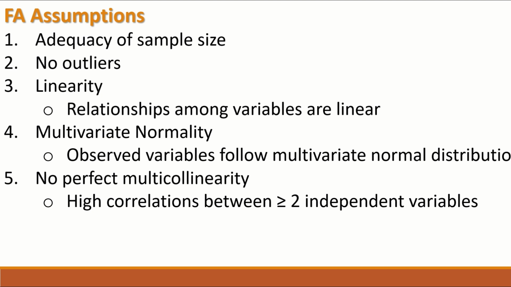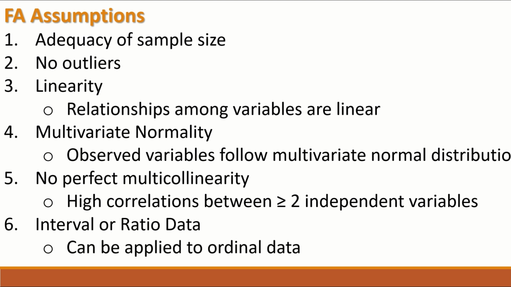So there should be no high correlation between two or more independent variables. The correlation between variables has to be not high, otherwise this could indicate multicollinearity. The sixth assumption is that the data has to be interval or ratio continuous data. However, factor analysis can be applied for ordinal data, such as a 5-point or 10-point Likert scale.